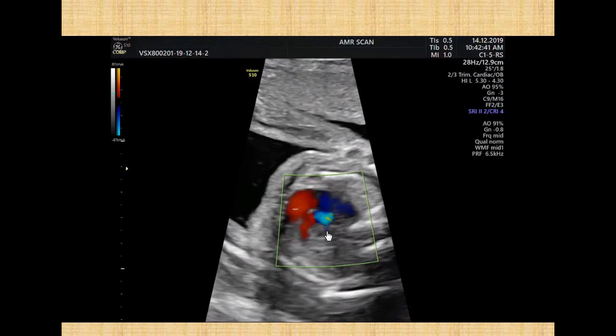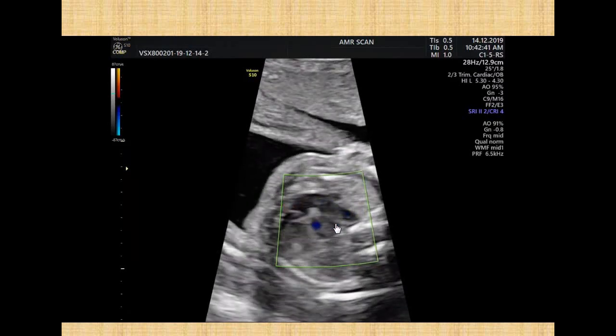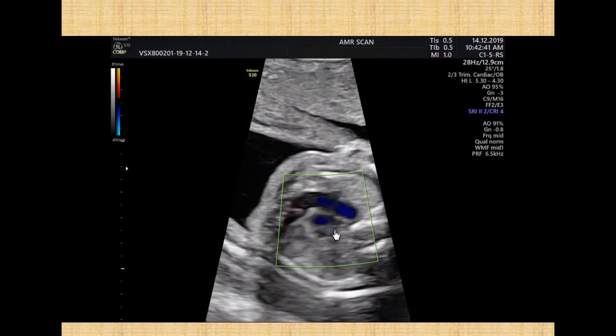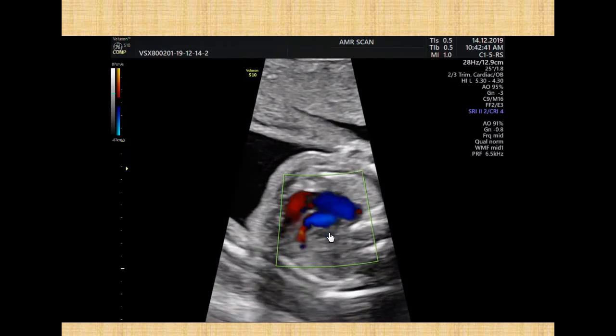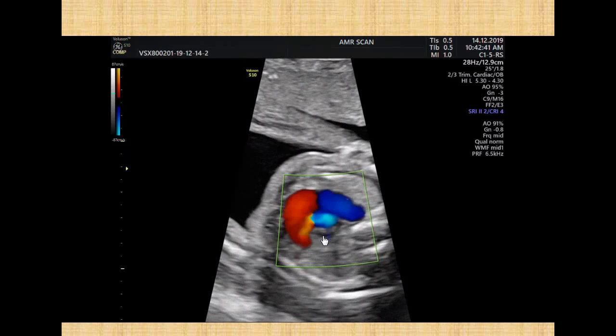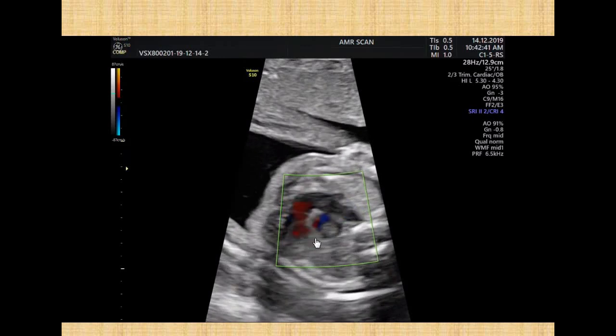The smaller artery gives a branch at the level of the three-vessel trachea view. This is on the three-vessel view, denoting that it is a pulmonary artery. The pulmonary artery is smaller and is stenosed, reflected by aliasing of color.